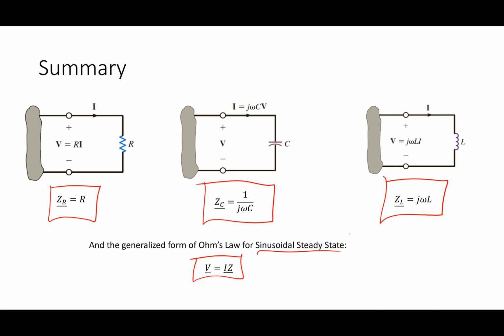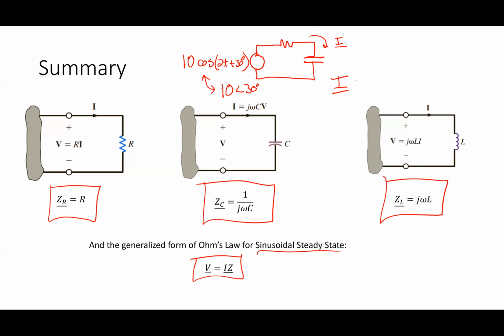What's important about that is if I took a circuit like I had there at the beginning, where I have R and C like that, and I say this voltage here is 10 cosine 2t plus 30 degrees. So if I gave you 10 cosine 2t plus 30 degrees, what's the phasor for that? 10 angle 30 degrees, right? And let's say I want to figure out the current in this circuit. What would the phasor be?